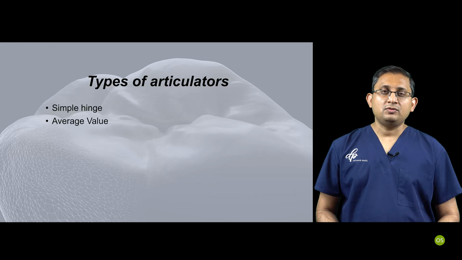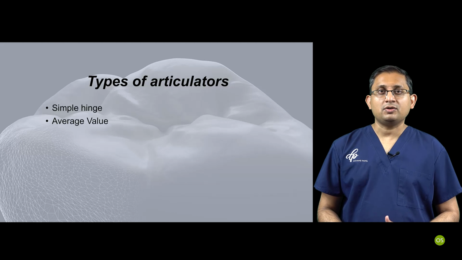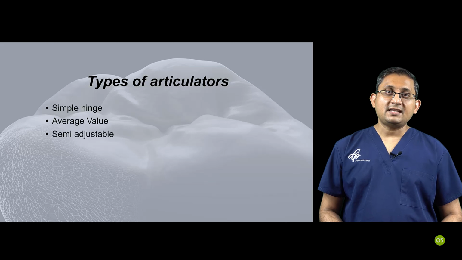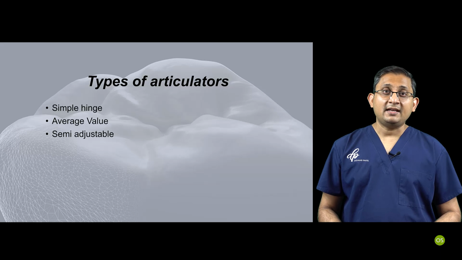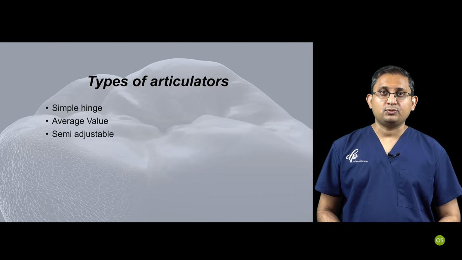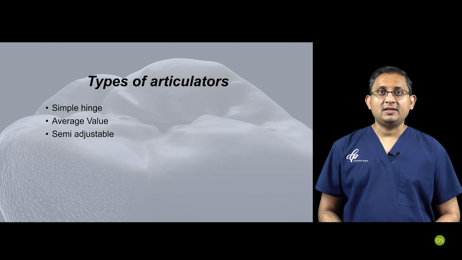However, if you would like to achieve a better result, then you can move on to an average value articulator where the values are set. You cannot change those values, but they are set as normal values. The step up from that is a semi-adjustable articulator where you can change certain values such as condylar inclination, immediate side shift, progressive side shift, and in some articulators, intercondylar distance as well. I most of the time use a semi-adjustable articulator in my clinical practice.